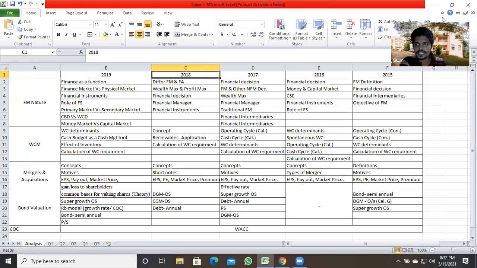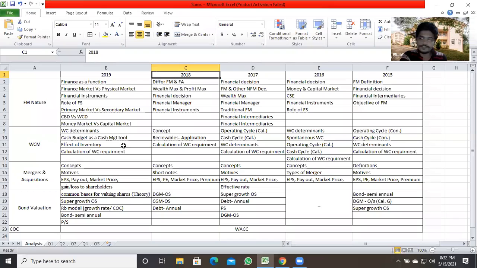What I identified is that in financial management we normally have these areas: financial management nature, which basically can be categorized into two categories, the introduction part and the financial environment. Then we have working capital management, mergers and acquisitions, then bond valuation and the cost of capital. Those are the sections available. In addition to this, we have international financial management.